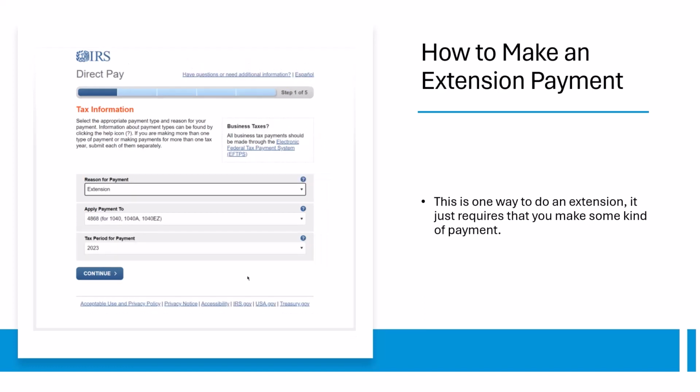And the last one here is to make an extension. So if you know you're not going to be able to file before April 15th, but you can pay something, this is one way that you can do an extension. Of course, you have to make a payment, but what you would do is you would come in and do an extension. You're going to be doing it for 4868. That's the extension form. And then the tax period for the payment. So you are actually filing 2023 this year, so that's the date that you would put in. If you're looking at this in the future, it's for whatever tax year you're filing.